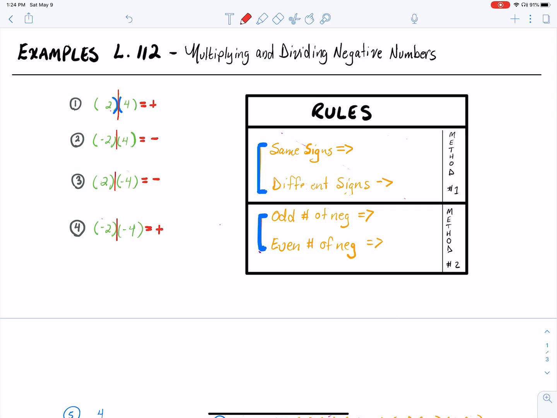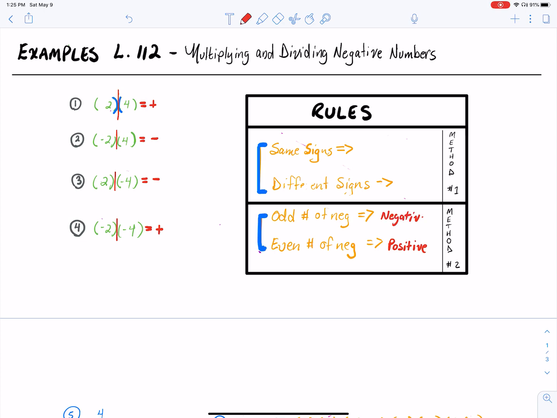Now the rule is, listen very carefully, if you have an even number of negatives, like I do for 1 and 4, my answer will be positive. If I have an odd number of negatives, like I do for 2 and 3, 1 is an odd number, my answer will be negative.